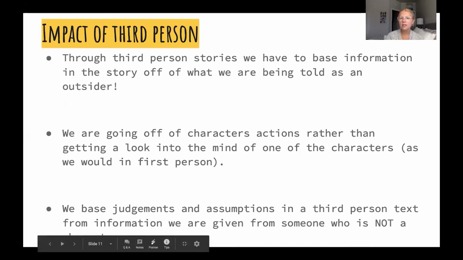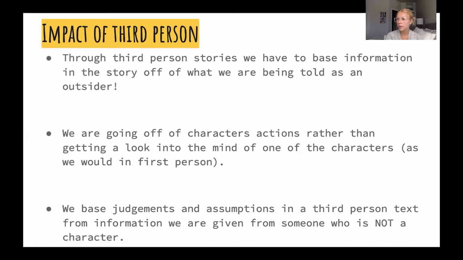So what is the impact of a text being told in third person? Through third person stories, we have to base information in the story off of what we are being told as an outsider. We're not being told the story through the eyes of another character, but we're looking at the story as an outsider. So we're getting all of the same juicy details that we might get from a character in the story, but from an outsider perspective. We're seeing all of the action, all of the feelings, everything.